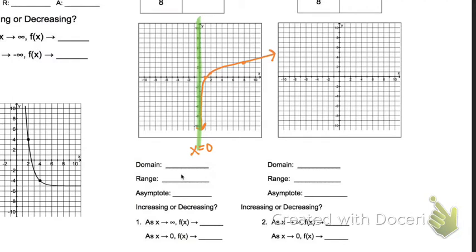Now, like in the exponential graphs, my domain was always -infinity, positive infinity. Well, now my range will always be -infinity, positive infinity. And then my domain will be from my vertical asymptote to positive infinity. My asymptote is at x equals 0. For increasing and decreasing, I still look at what my y value is doing to the right. So to the right, my y is going up, and so that means that it's going to be increasing.